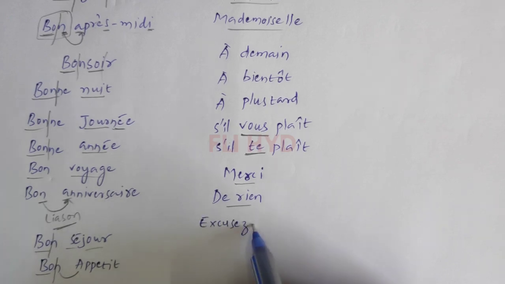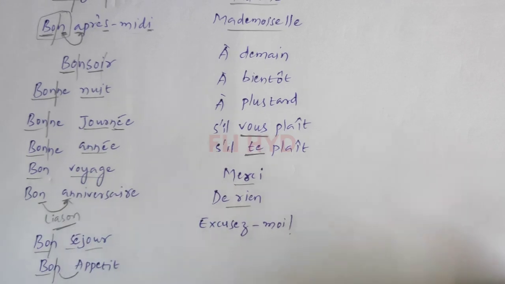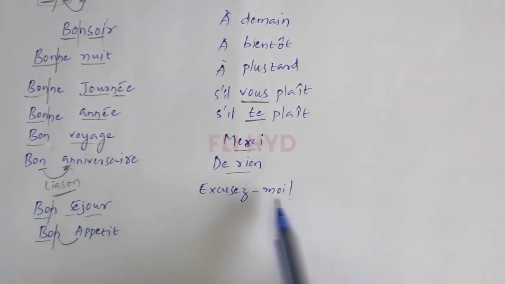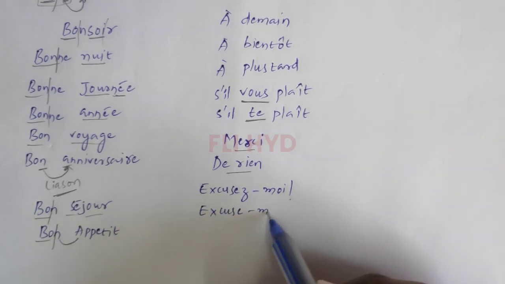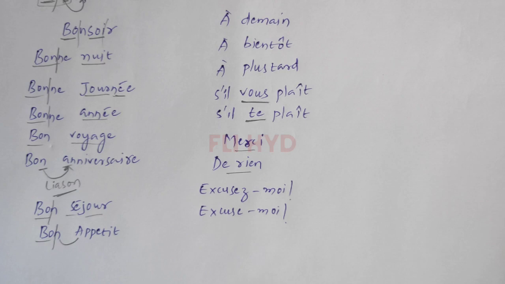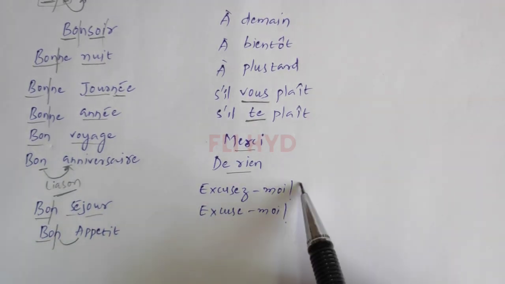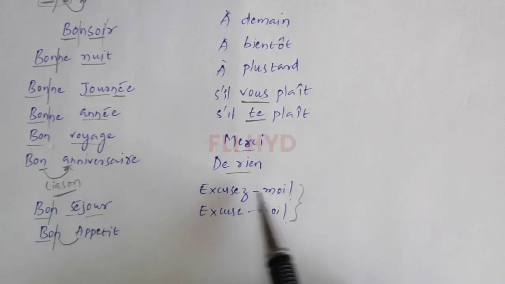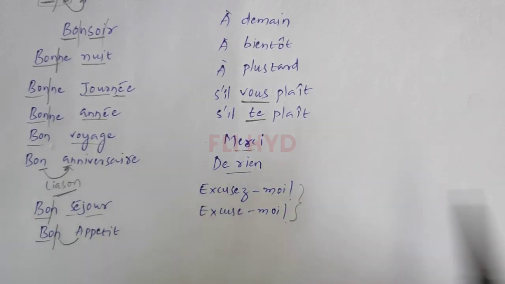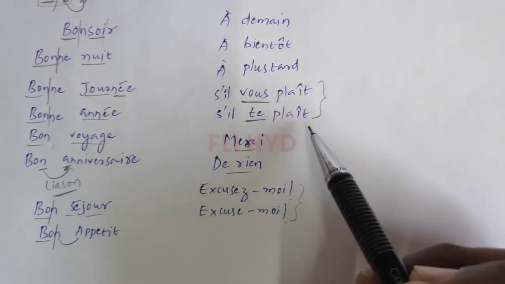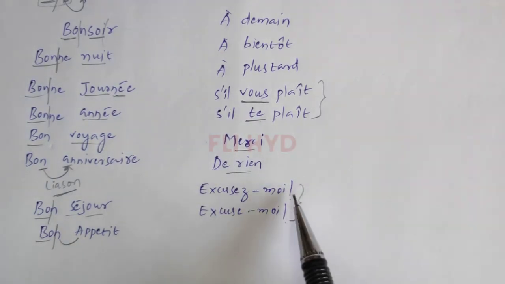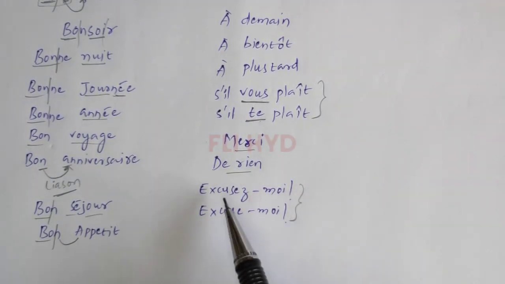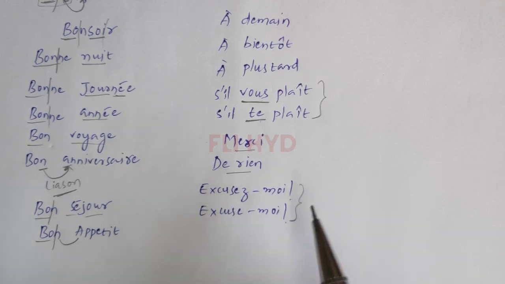we say excusez-moi, excuse me. This is formal. If it is informal, we say excuse-moi, excuse me. So excusez-moi is formal, excuse-moi is informal. Both have the same meaning, excuse me. Same with s'il vous plaît and s'il te plaît, the meaning is also the same, please, but s'il vous plaît is formal and s'il te plaît is informal. So excusez-moi and excuse-moi are both excuse me, but excusez-moi is formal and excuse-moi is informal.